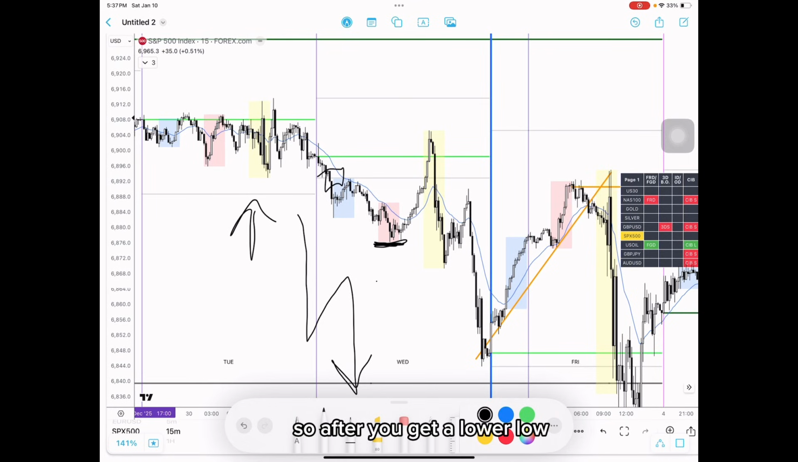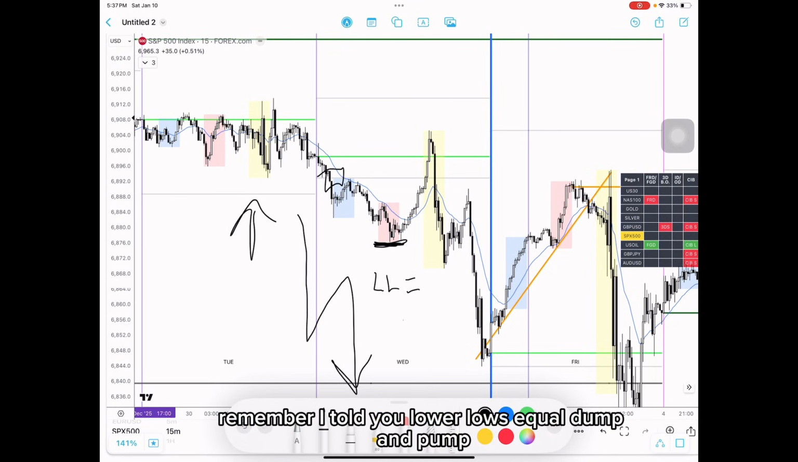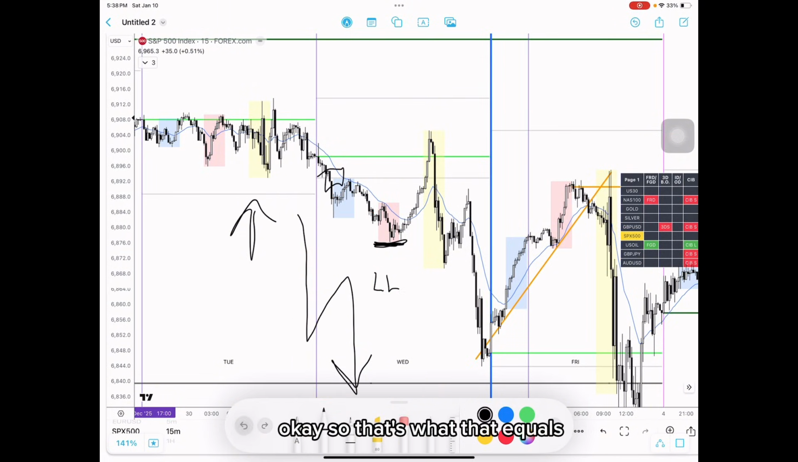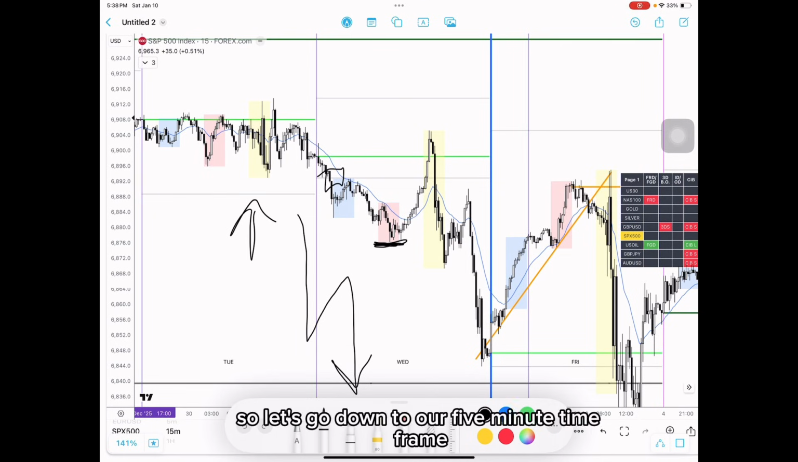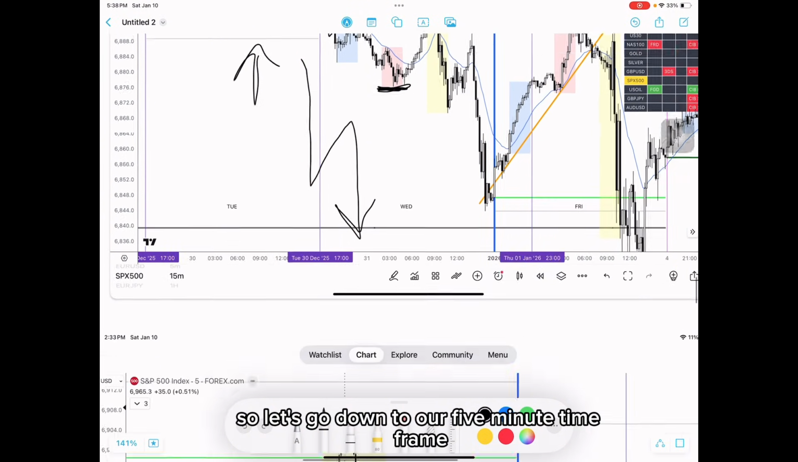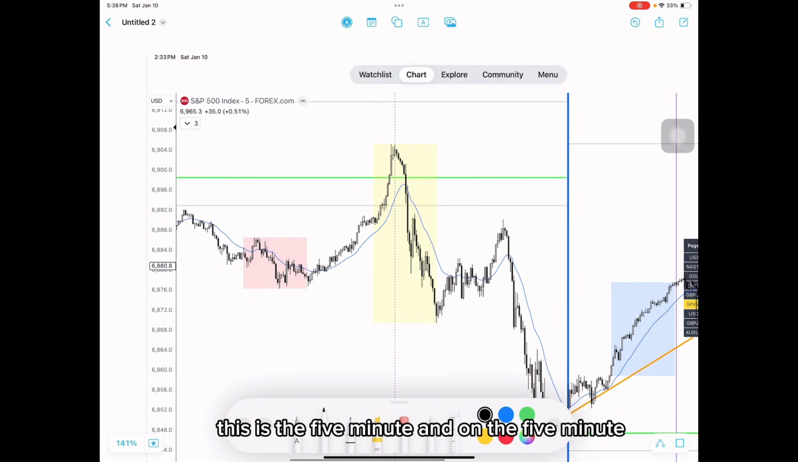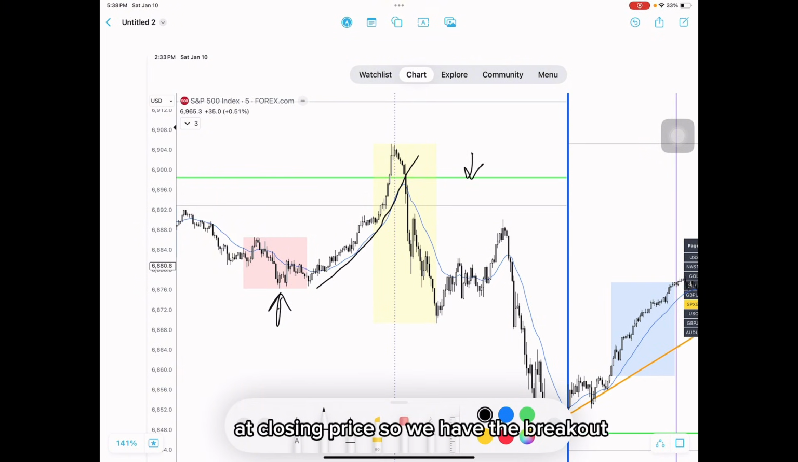So after you get a lower low, remember I told you lower lows equal dump and pump, okay? So that's what that equals. Once you get that lower low, it's now pumping, okay? So let's go down to our 5-minute time frame. This is the 5-minute, and on the 5-minute, I'm looking for entry, right? After we get that lower low in London, it now pumps up, and it pumps up where? At closing price. So we have the breakout, we have the pullback at closing price.